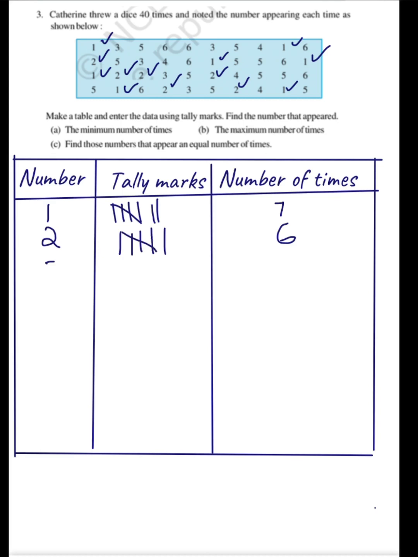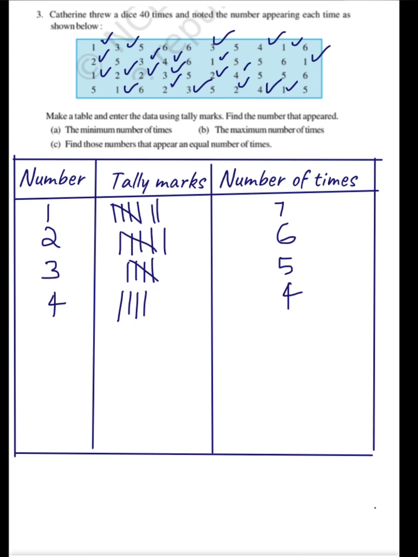Now 3. Let's count 3. 1, 2, 3, 4, 5, so 5 times. Now the number 4. 1, 2, 3, 4, so 4.